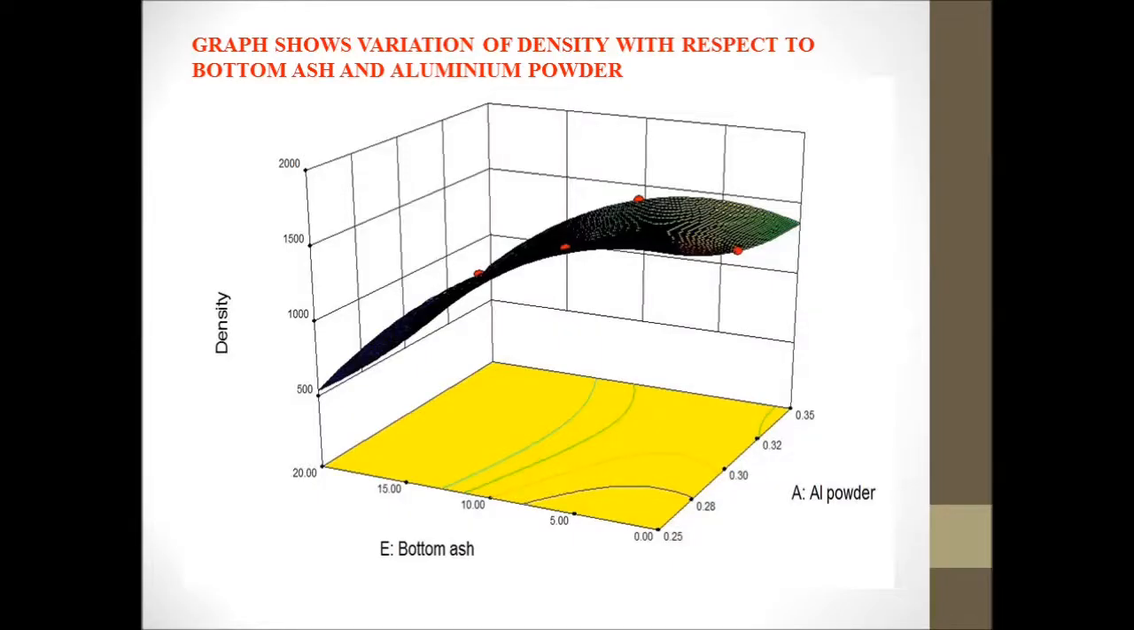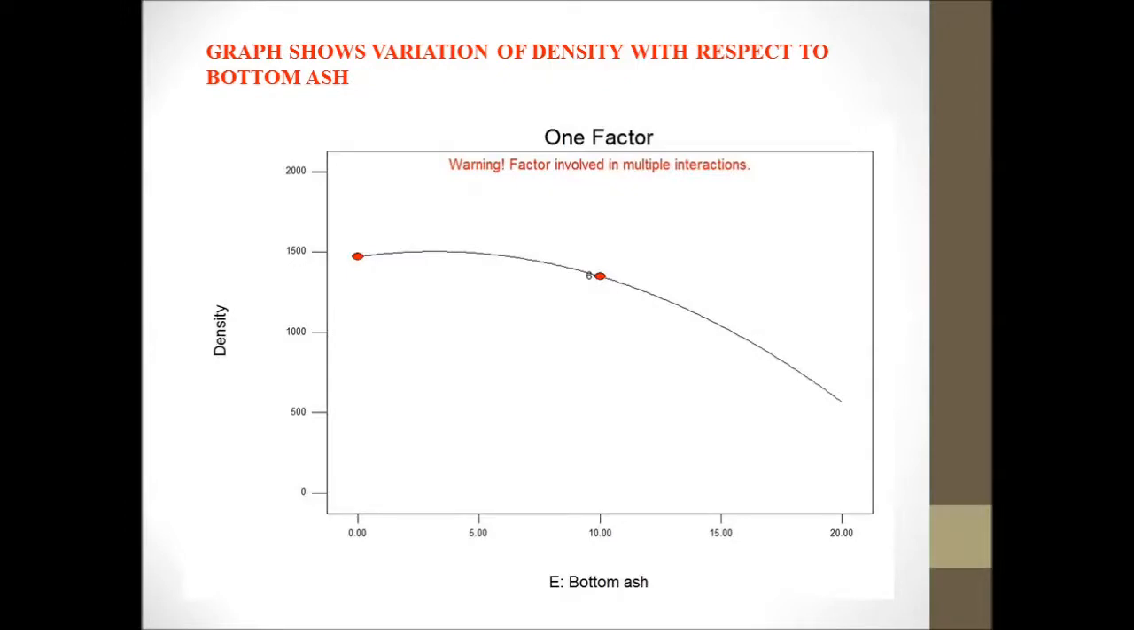For aerated concrete, as bottom ash gets increased, density gets reduced. When the aluminum powder gets increased, the density gets reduced, because when the aluminum powder gets increased, the aeration process also gets increased and density gets reduced. This graph shows that as bottom ash gets increased, the density gets reduced.